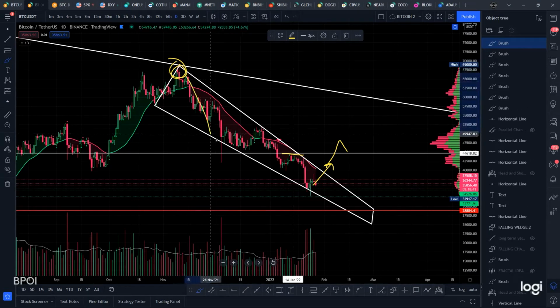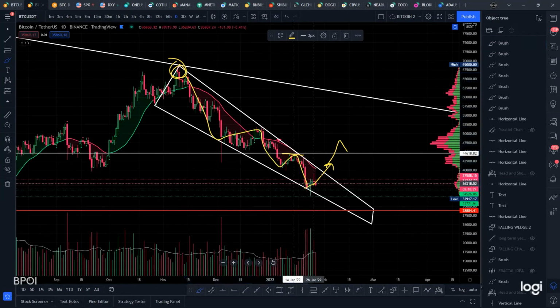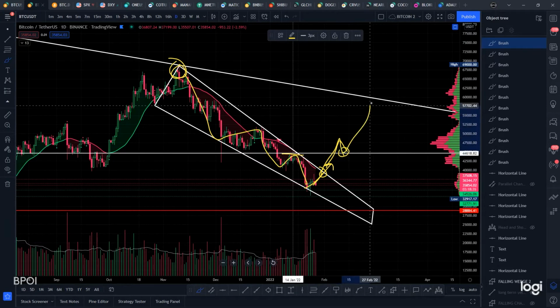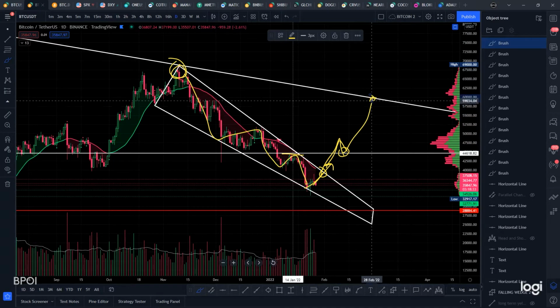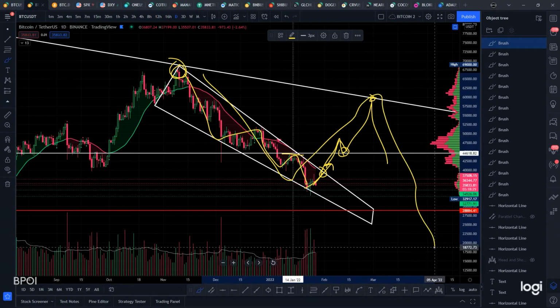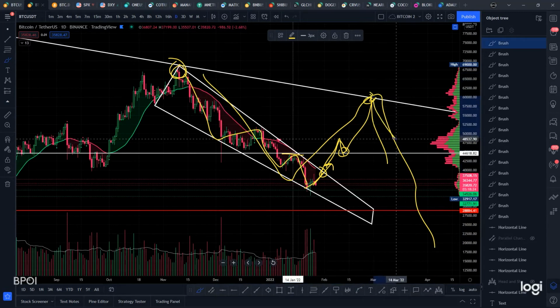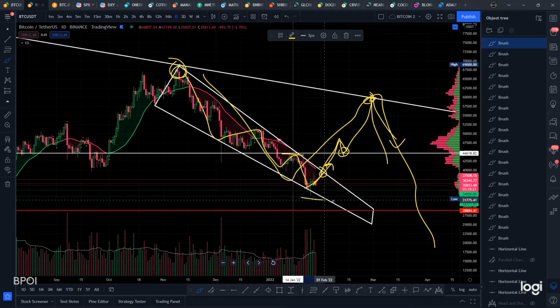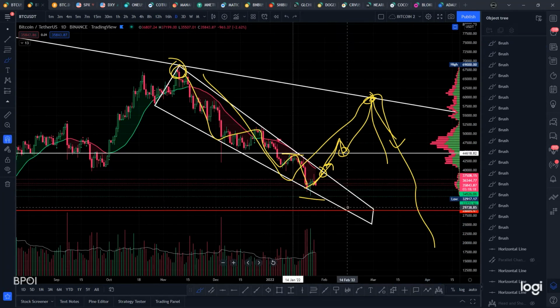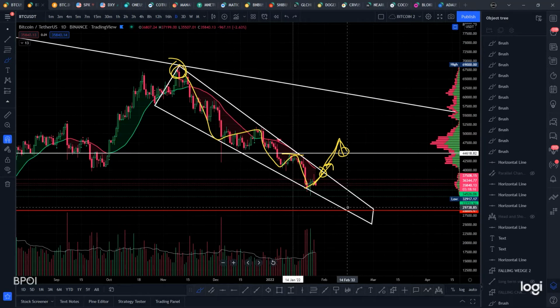So we come down this pattern, we break out, okay, we break out, retest, it's exactly what we want. We move up, get rejected, move down, we're then in this bigger long-term downtrend, and potentially a rejection here and a move down would mean that we would put in a lower low down here as well. Okay, so it's definitely not looking great for Bitcoin at the moment.